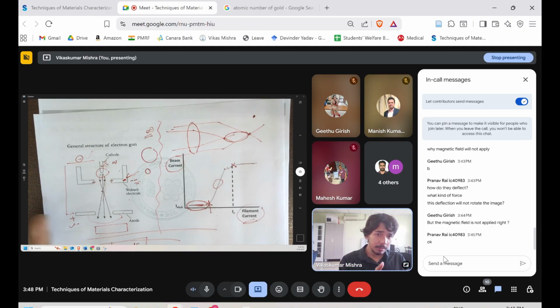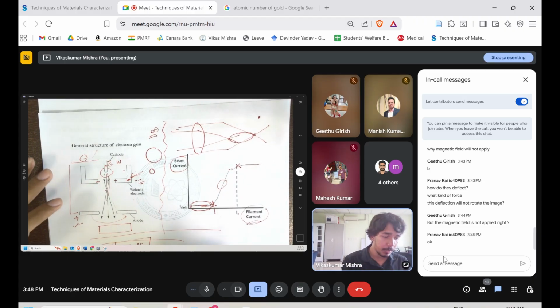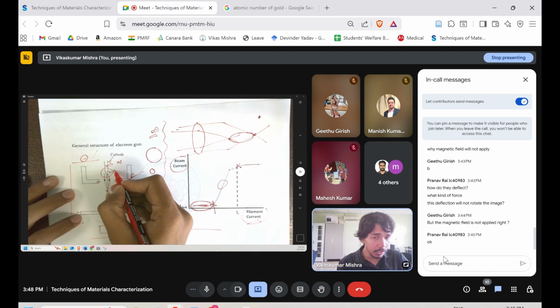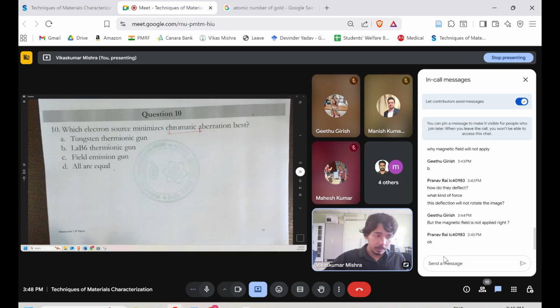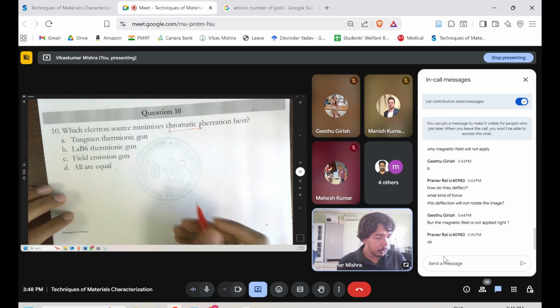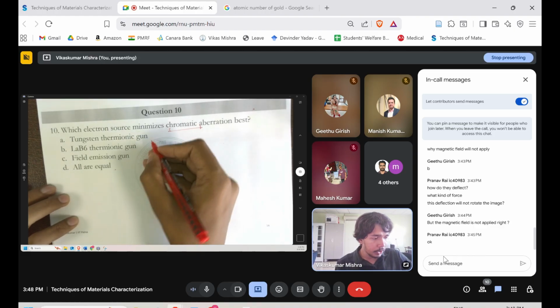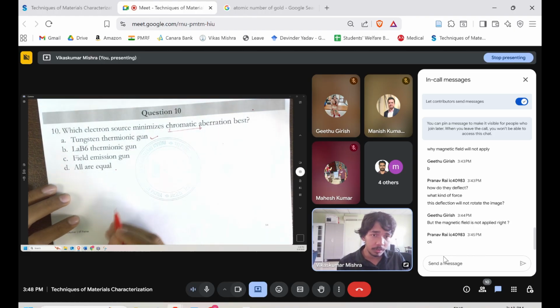So it's more or less decreasing our probe size. It's creating that error. So how can we minimize it? By minimizing the spread in the wavelength which we are getting. The tungsten thermionic gun, the spread will be more in this.